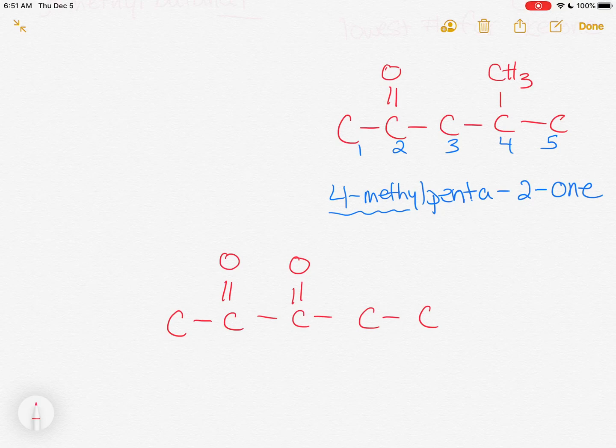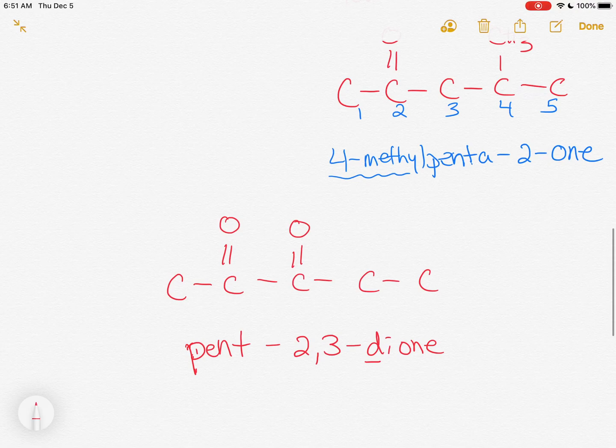So looking at this molecule, this molecule is a pent, okay? And so it's going to start with pent. And then on the second carbon and the third carbon is where we have our ketone groups. And there are 2 of them. So we get di-one to say there are 2 of those double bonded oxygens. And the 2 and the 3 tell us where they're located. And again, we're going to start numbering so that they get the lowest numbers we can. So we started numbering from the left of this molecule rather than from the right.